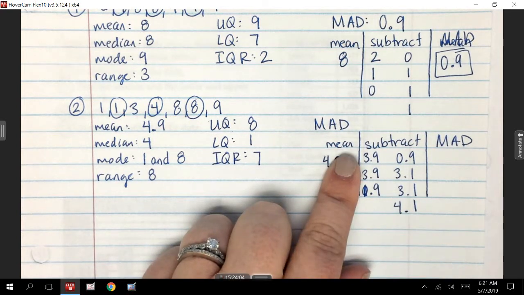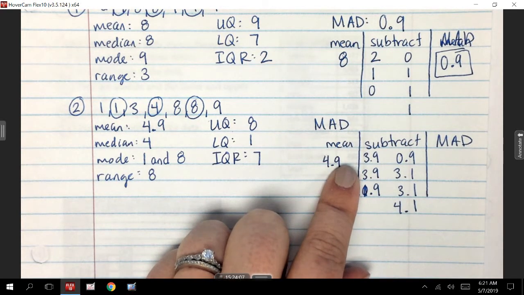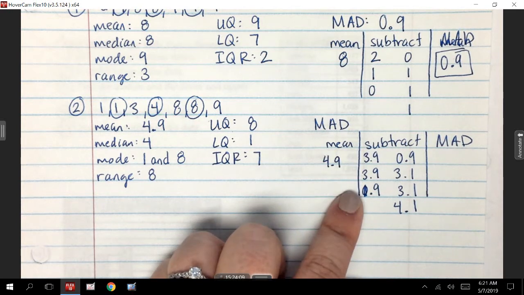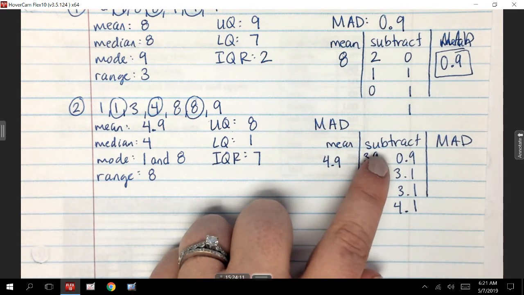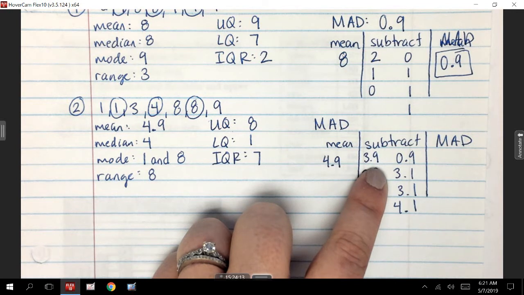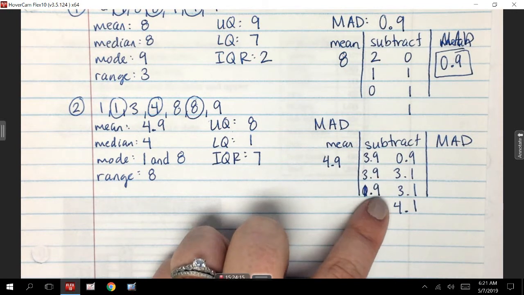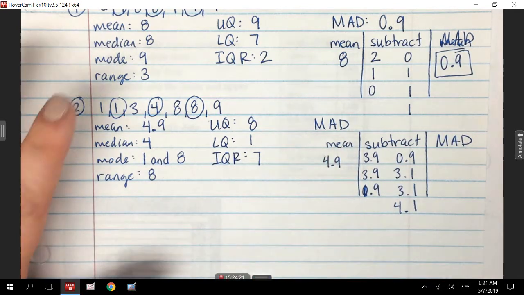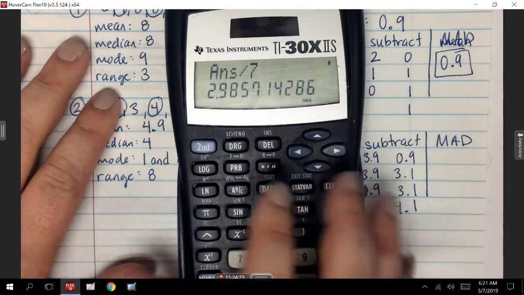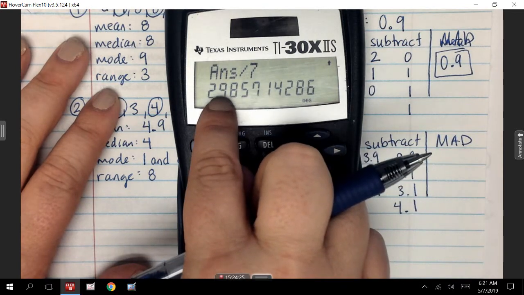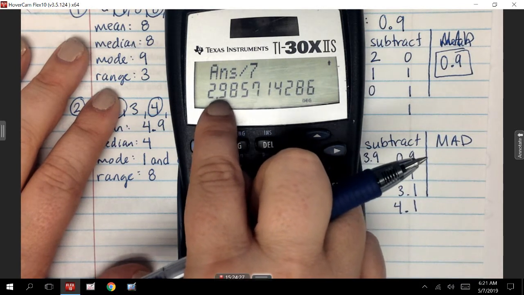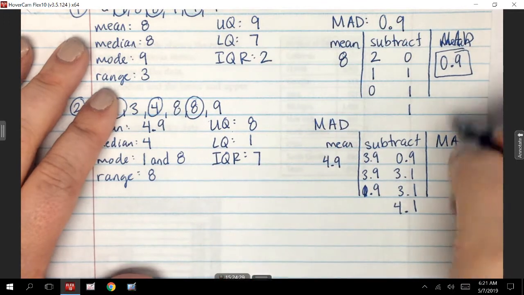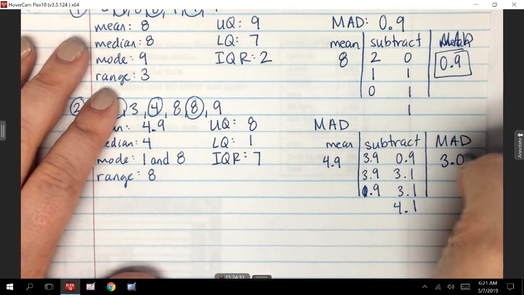So just subtracting each of these numbers with that mean is where I'm getting that. All right? So now I'm going to add those up. 3.9 plus 3.9 plus 1.9 plus 0.9 plus 3.1 plus 3.1 plus 4.1. All right, when I add that up, I get 20.9, but I need to divide that by 7 because there are 7 numbers. Again, I get a decimal. I'm just going to round that 8. It rounds that up to a 10. So my answer is actually going to end up rounding to 3.0.